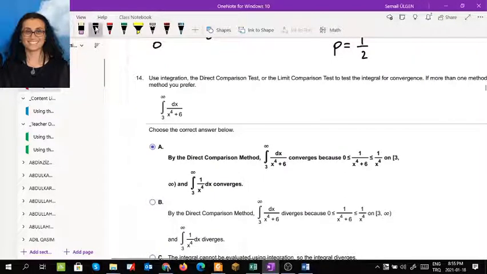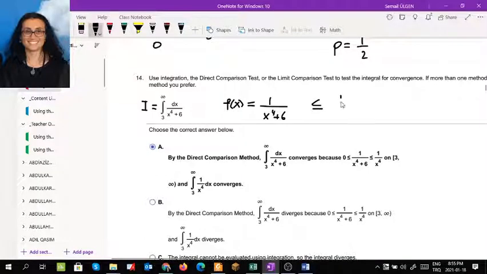Okay, so we are going to be doing this example as well. Use integration, the direct comparison test or the limit comparison test to test the integral for convergence. If more than one method applies, then choose the method you prefer. Whenever you see such an expression, let's call this integral I, it should remind you that we can use the p-test. What's the integrand here? The integrand f of x is equal to 1 over x to the 4 plus 6.